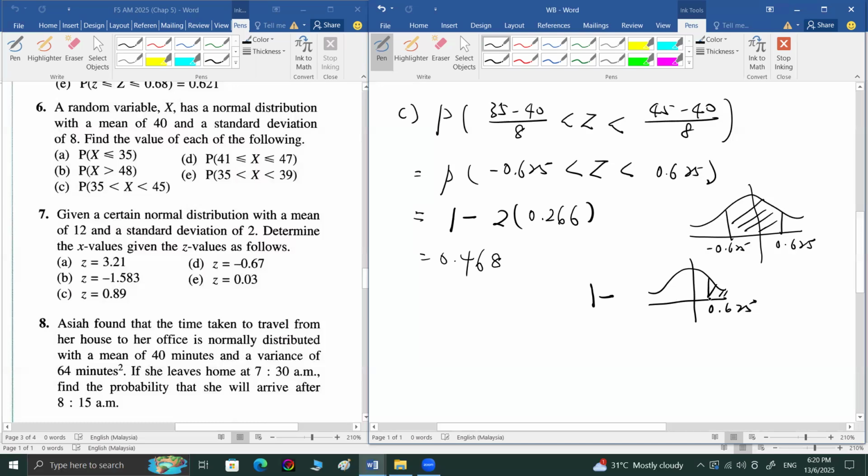You have to change it to the right side for you that are using MS1. If you're using EX, no need. You just apply the lower limit and the upper limit, and you get the answer. Can follow so far? Okay, for question 6, I have done A until C. D and E, I'm not going to wait for you to do here. You mark down question 6 D and E as homework.